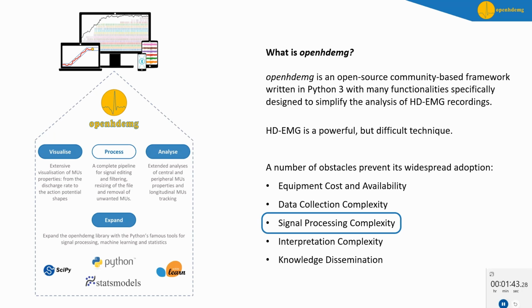One of these is for sure the signal processing complexity. With openhdemg, we want to try reducing the barriers to motor unit analysis by reducing the signal processing complexity. But at the same time, we are also working on reducing the interpretation complexity. And this is mainly done via dissemination of knowledge.